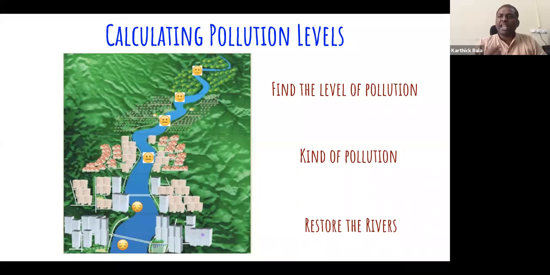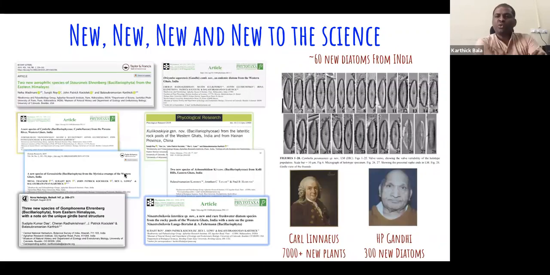And with diatoms, we can also take clues on how to restore our river if it is in a polluted condition. When we do this pollution assessment, we find many diatoms which are new to science, not already documented by any researchers. We documented diatoms from the Himalayan region, the Western Ghats and so many places. We have described around 60 new species of diatoms from India.